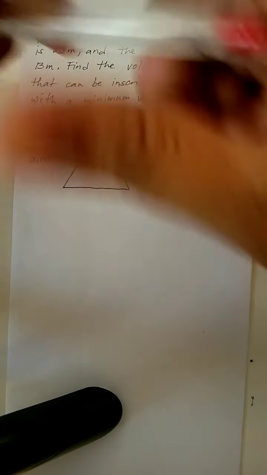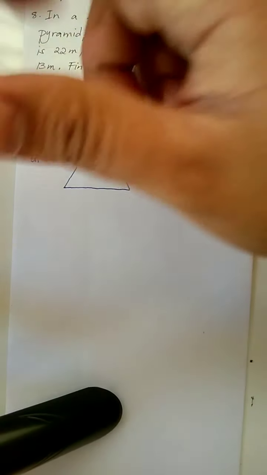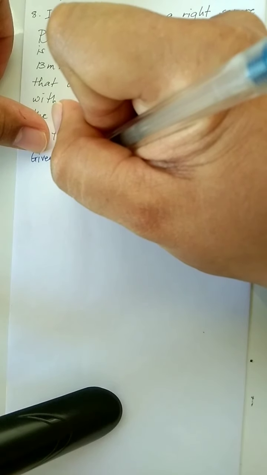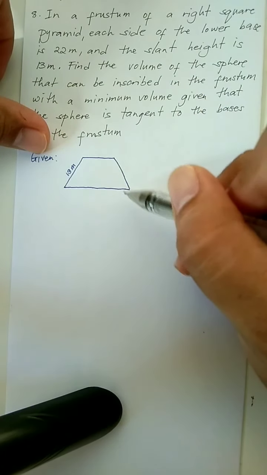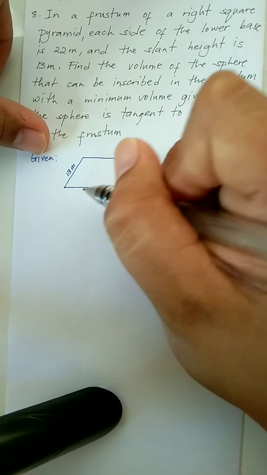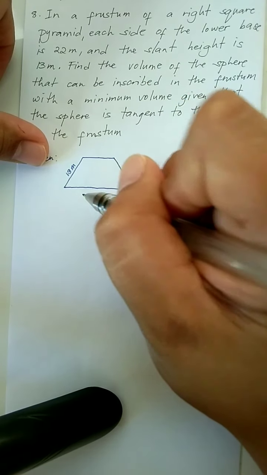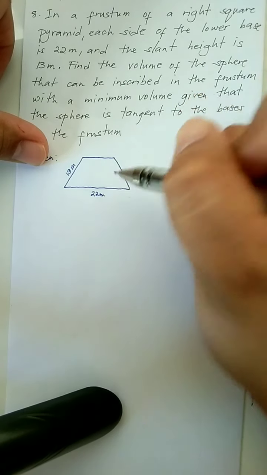Okay, so here, the slant height, if you cut through the slant height, this one is 13 meters. And this one here is equivalent to the length of one side of the lower base. So this would be actually 22 meters.